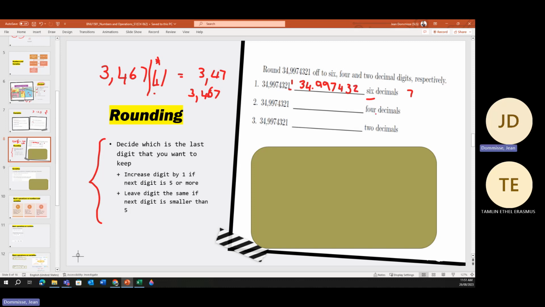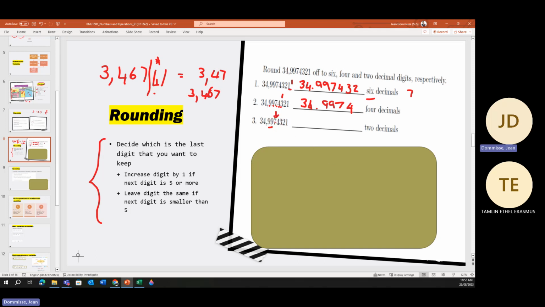Okay, when we need to round off to 4 decimals, we look at what the 5th decimal is and then decide. So 1, 2, 3, 4, 5. So the 5th one is still below 5. So again, we keep it as is. So it will be 34.9974.